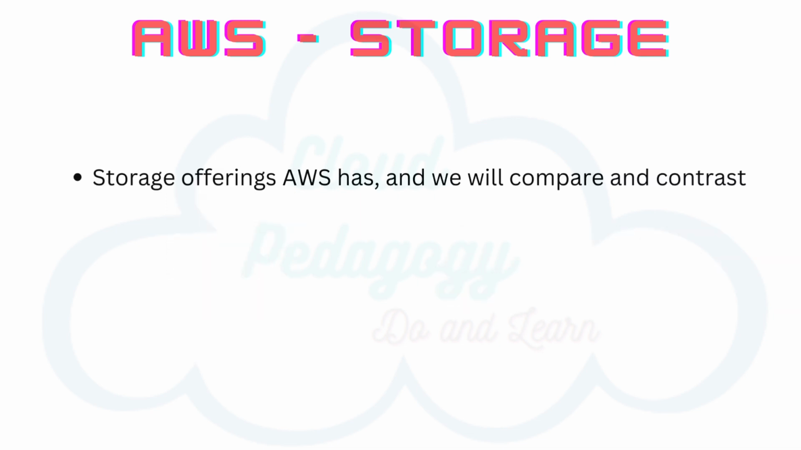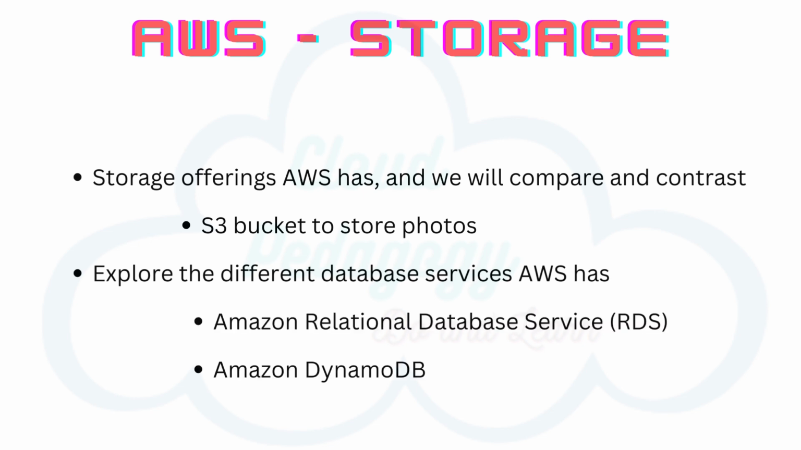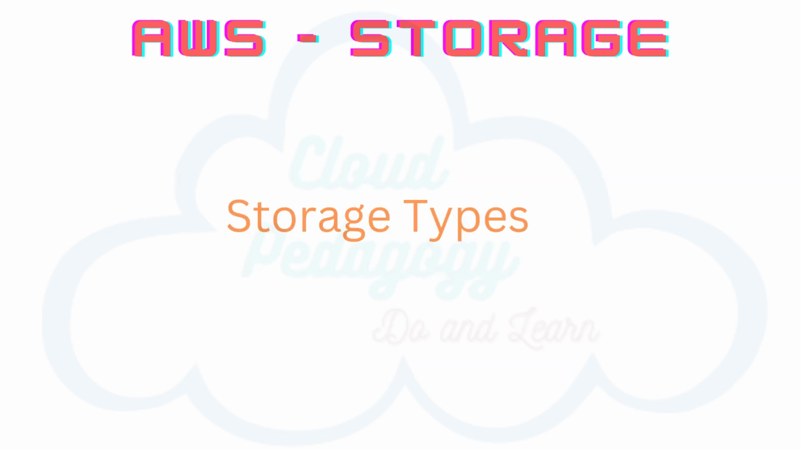We will start off by learning about the different storage offerings AWS has and we will compare and contrast them. Then you will create an Amazon S3 bucket in your account that the student directory app is going to use to store the student images. Then we will explore the different database services AWS has and there are a lot. Though not to worry, we are going to focus on only two, Amazon Relational Database Service, otherwise known as RDS, and Amazon DynamoDB. You will then complete one final exercise by creating a DynamoDB table where the student information will reside.